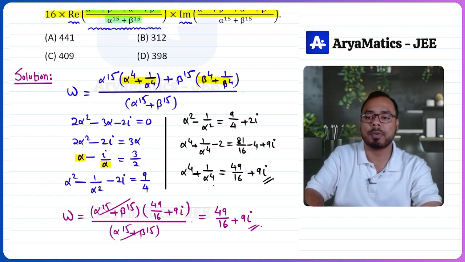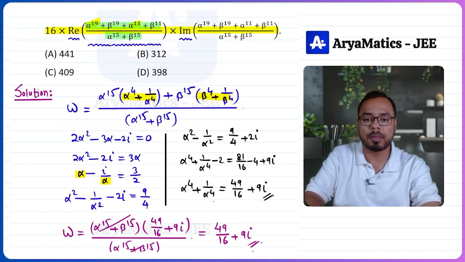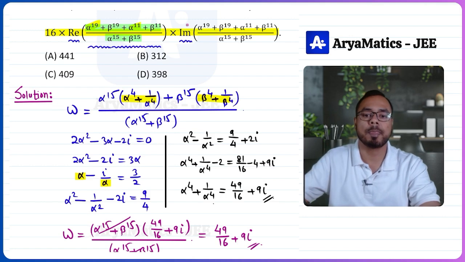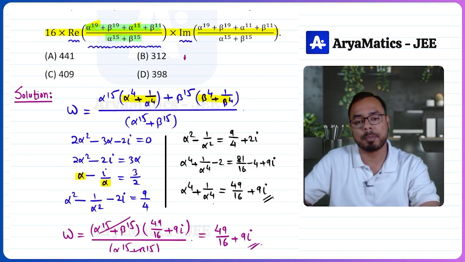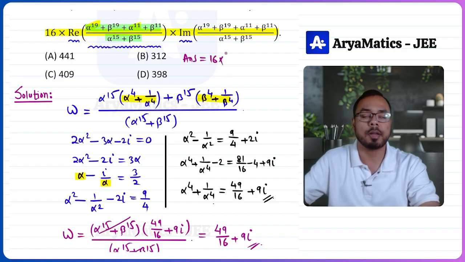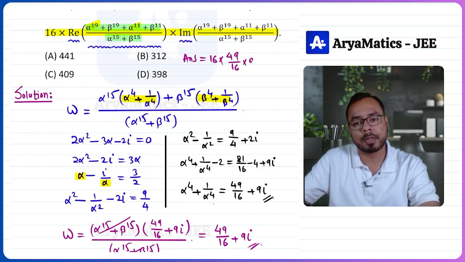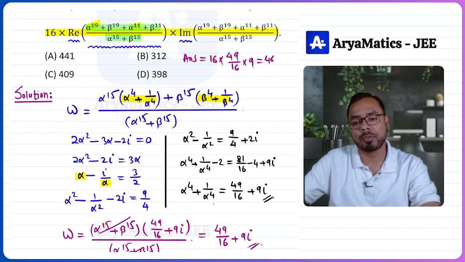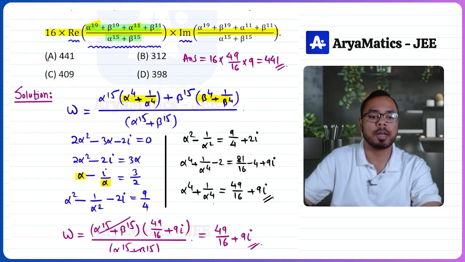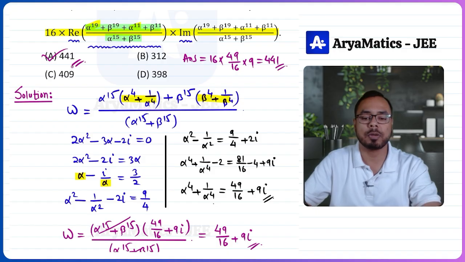And now the problem is we have to find the value of 16 into the real part of this complex number multiplied by the imaginary part. So for this problem, the answer will be 16 into the real part, 49 by 16, and then the imaginary part, 9. Now 49 into 9 will be 21 square, which is 441, right? So the correct answer for this problem will be the first option.